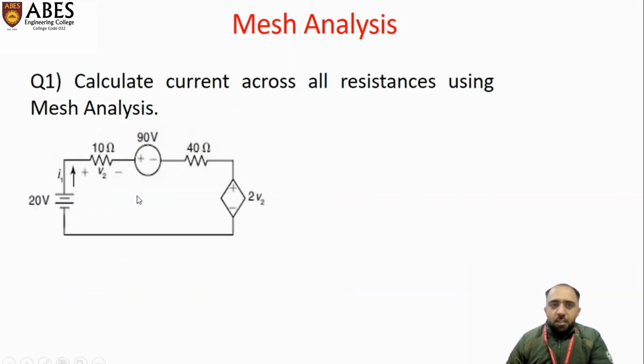Let's take an example. Read the statement of the question: calculate the current across all the resistances. There are 10 ohm resistance and 40 ohm resistance in this circuit. Let's talk about how many mesh are there. We have to solve this question using mesh analysis. Only one mesh is there. Assign the direction of current. I'm writing it as I1. The I1 current is also mentioned in this circuit diagram, and the direction of I1 is given.